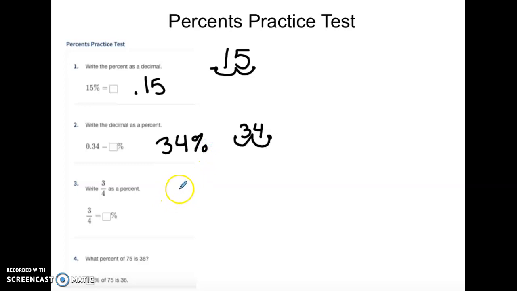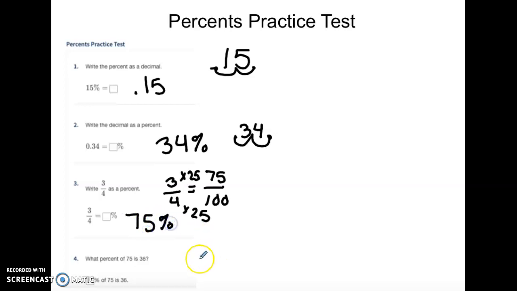Number 3, write 3/4 as a percent. So if we set up this fraction equal to something over 100, 4 times 25 is 100. So if we do 3 times 25, which is 75, 3/4 is 75%. Okay. Now, what percent of 75 is 36?